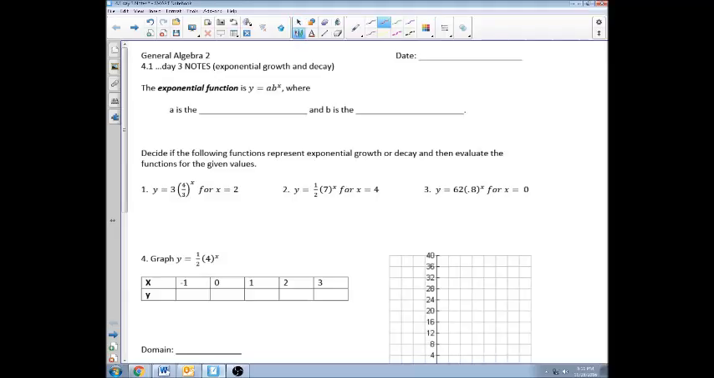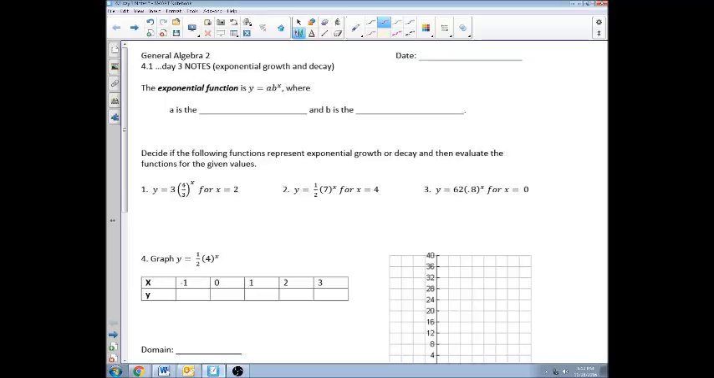This lesson is for my Algebra 2 class. It is 4.1, Day 3, Exponential Growth and Decay. Basically, in this lesson, all we're going to do is determine whether each equation is an exponential growth or an exponential decay, and then we're going to solve them.